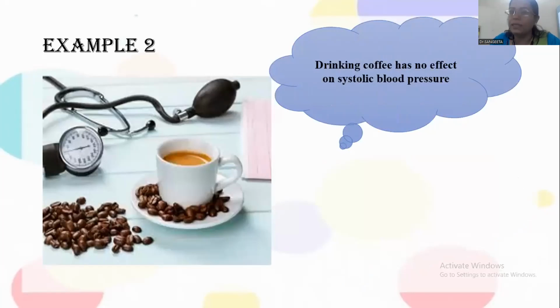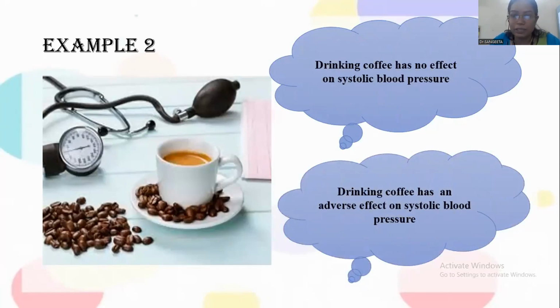Next example, drinking coffee has no effect on systolic blood pressure. This is obviously my null hypothesis. My research hypothesis is: drinking coffee has an adverse effect on systolic blood pressure. Okay. Now what am I doing? I am saying what type of effect. It has an adverse effect.